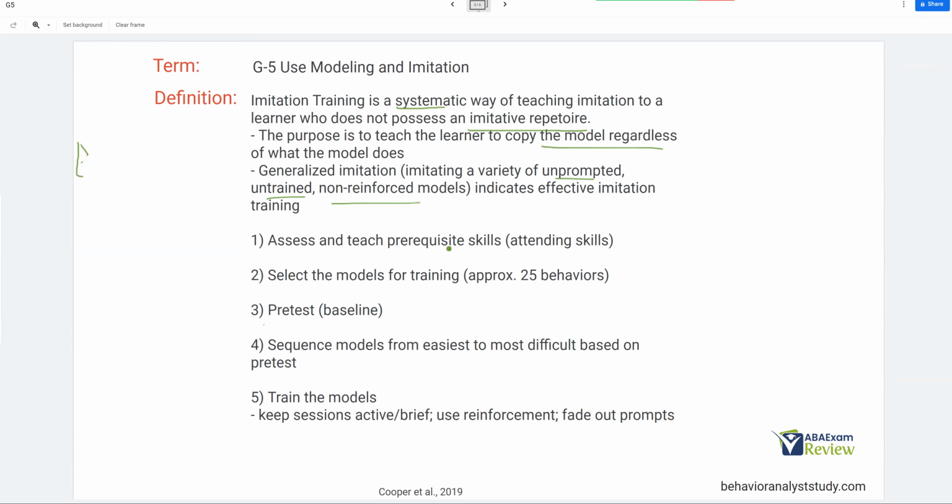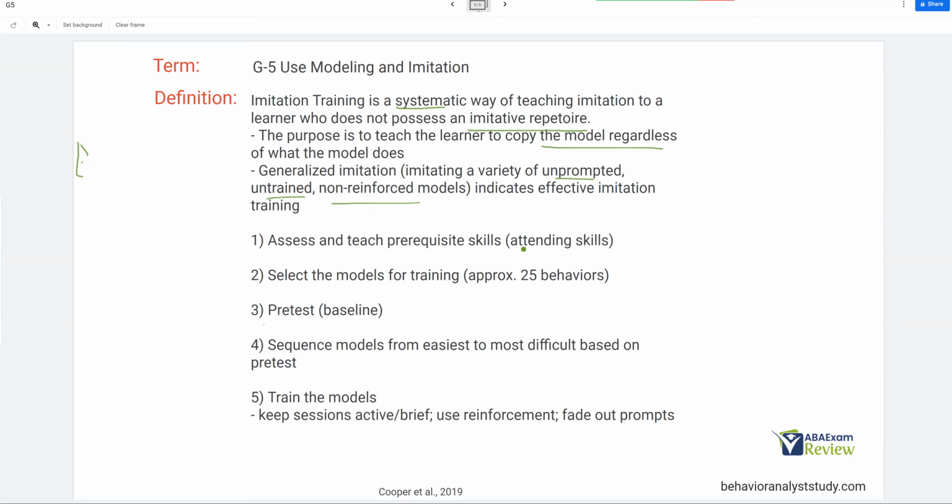You can see the importance of generalization with imitation. Very, very crucial. So here are some basic steps to imitation training. They're ideas, right? They're general ideas. One, teach prereq skills. You got to assess and teach prereq skills. So sometimes you call them early learner skills, pre-learning skills, attending skills. This is the ability to look at somebody, watch somebody do something, sit long enough where somebody can do something.